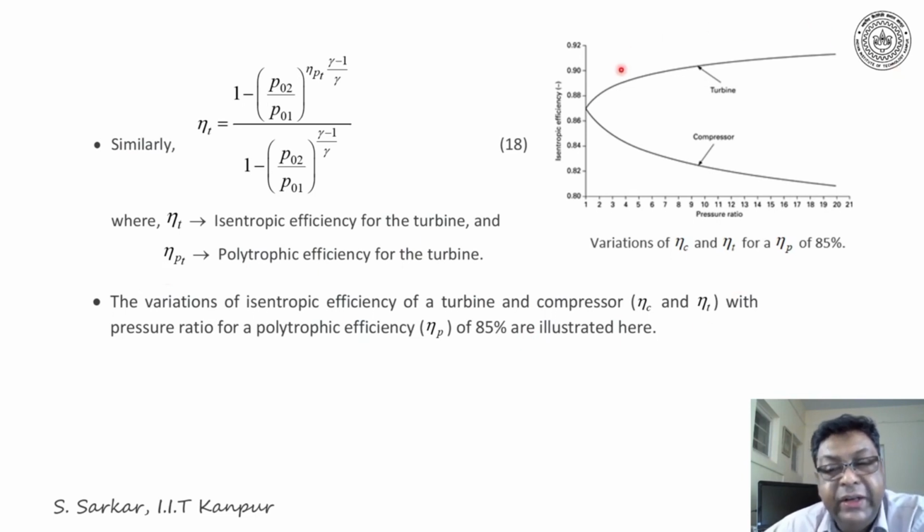The figure here indicates the variation of isentropic efficiency of turbine and compressor, that is eta C and eta T, with pressure ratio for a polytropic efficiency eta P of 85%. What has been illustrated here is that eta C decreases with pressure ratio whereas eta T increases with the pressure ratio.